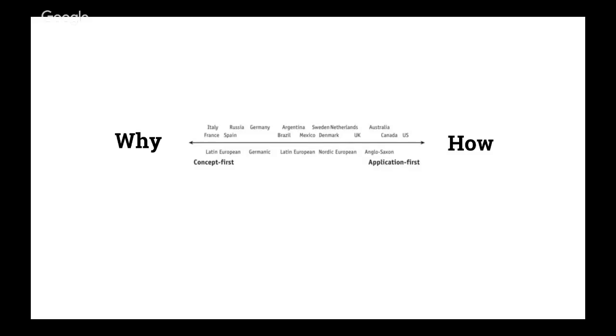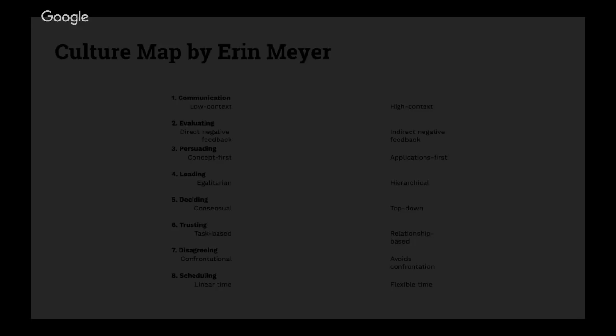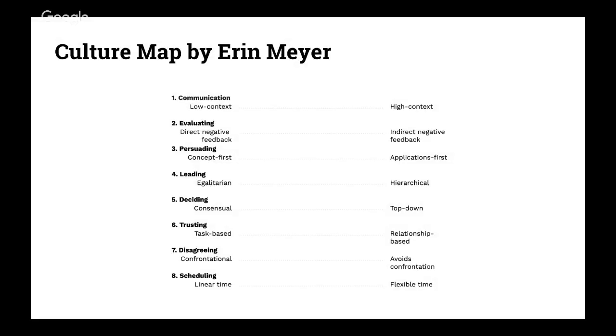In this case, I was more from the concept-first approach, where I was emphasizing the why, whereas my colleague was emphasizing the how. And as we can see on this scale, different countries are spread across and they might have different approaches. This is explained by Erin Meyer in her culture map, where she has 8 parameters and she has mapped a lot of countries on this scale, representing various styles of communication. It can be relevant while conducting user research, building an international team, or dealing with companies and third party agencies that are involved in your projects.